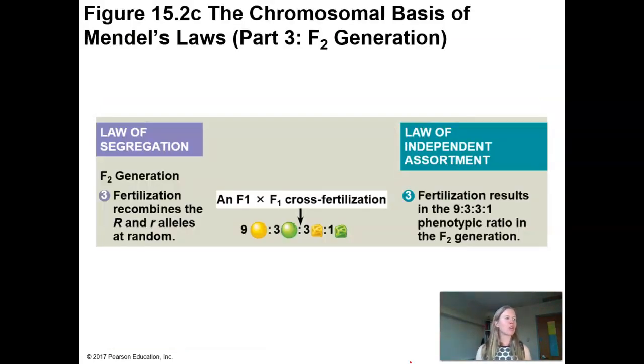And again, when we look at the F2 generation, remember Mendel always found if you crossed two F1s, those two heterozygotes, you always ended up with this 9:3:3:1 ratio. And really that is explained, again, by those two discoveries he had, this law of segregation and the law of independent assortment.